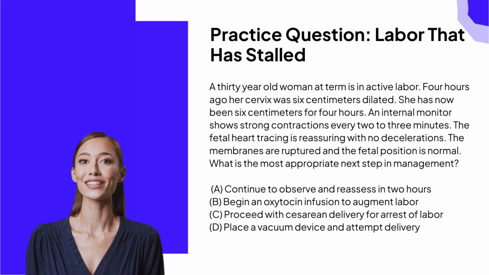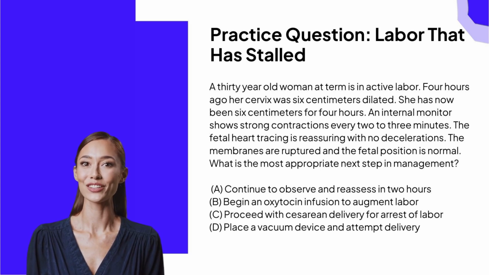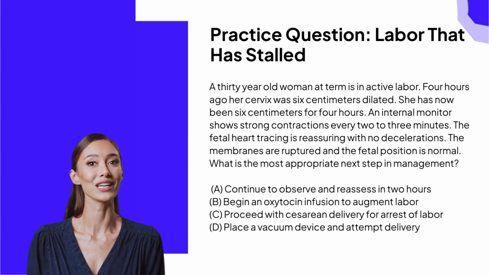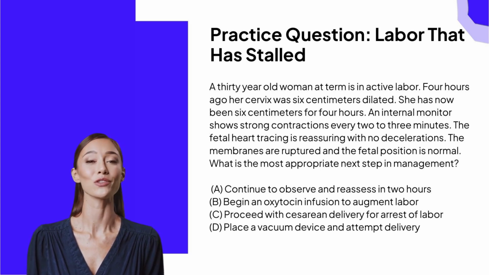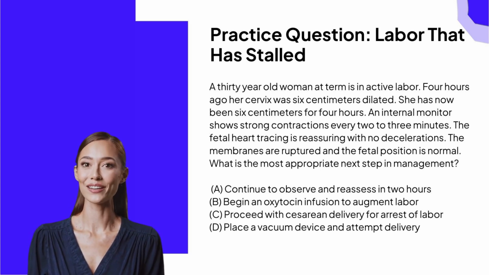The fetal heart tracing is reassuring with no decelerations. Her membranes are ruptured, and the baby is in a normal position. The question asks for the most appropriate next step. Notice the key facts. She is in active labor, she has made no cervical change over 4 hours, and her contractions are already adequate. Read the 4 options carefully and pick your answer, then we will walk through the reasoning together on the next slide.